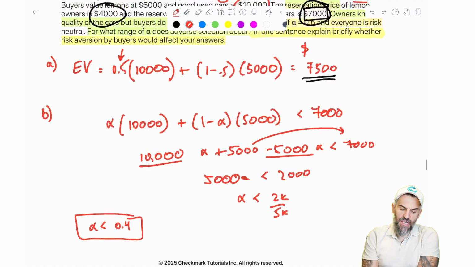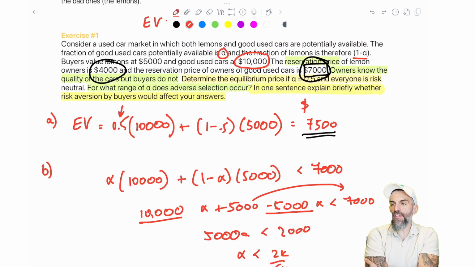And C is asking you to explain in one sentence whether risk aversion affects your answers. Well, let's think about this. We're starting off with the buyers being risk neutral, right? What do you think? I want you to think about this, and you can pause the video. What do you think would change if the buyers were risk averse? Well, what would change, guys, is that the amount that they're willing to pay for cars would be lower, right? Because somebody who's risk averse wants to take less risk. How do you take less risk when you're buying something? You pay less.